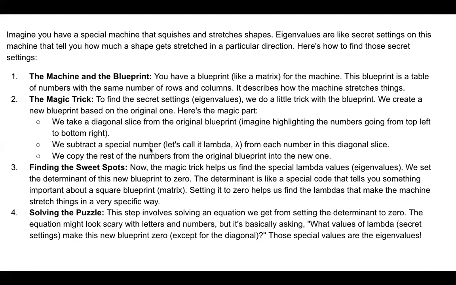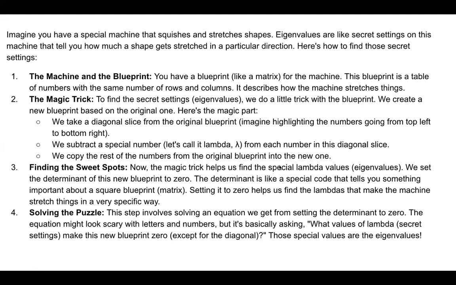Then we subtract a special number, we call it lambda, and this is its symbol, from each number in this diagonal slice. We copy the rest of the numbers from the original blueprint into the new one. So we have a diagonal, we have the original matrix, we copied it into the new one. Now, finding the sweet spot.